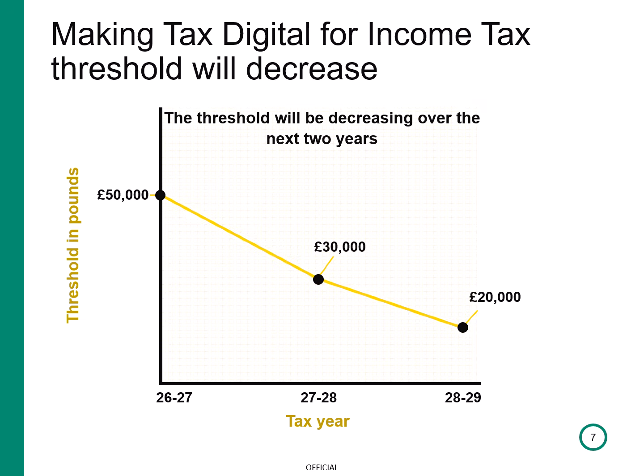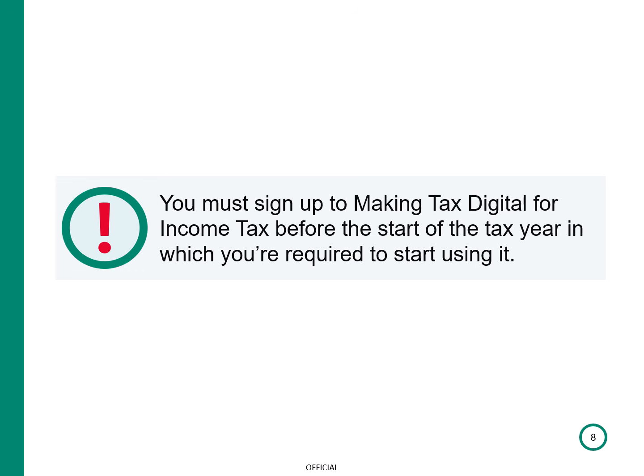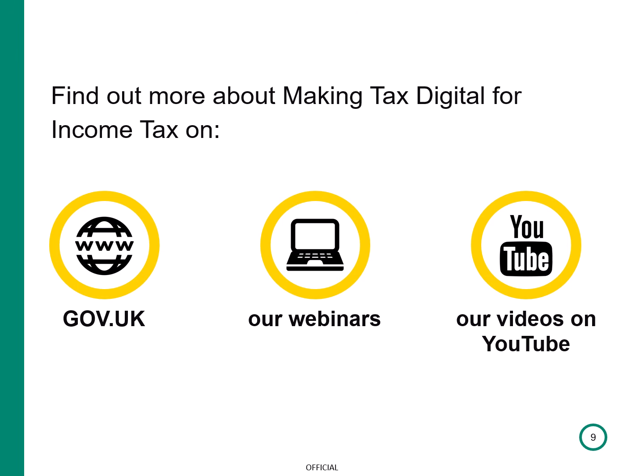The £50,000 threshold is being reduced over the next 2 years to £30,000 and then £20,000. You must sign up to MTD for income tax before the start of the tax year in which you're required to start using it. Find out more about MTD for income tax on gov.uk in our webinars and our videos on YouTube.